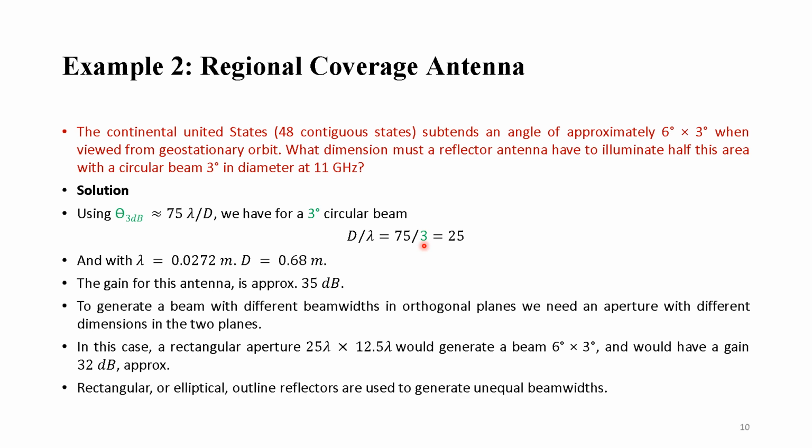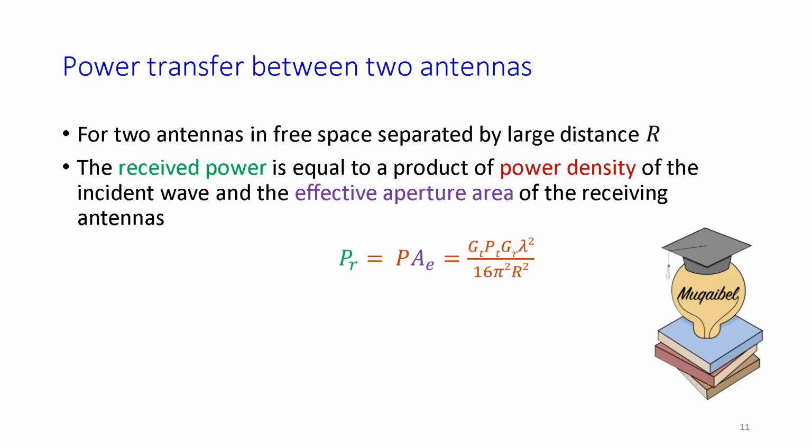And remember that we have a gain of that requirement. So we can use rectangular or elliptical outline reflectors, and that are used to generate unequal beam width. Because we have different dimensions here, we can have kind of rectangular coverage. That's of course approximate.